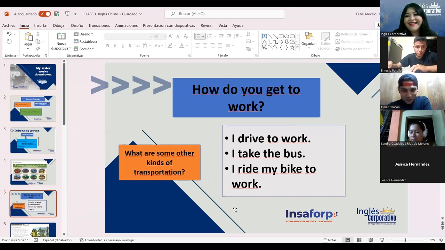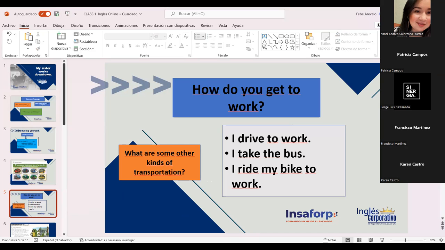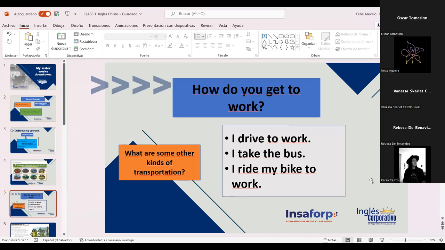Very good. Now, let's check. Ahora, les pregunto. One by one. Voy a iniciar por los que están aquí abajito. Recuerden que tenemos otros verbos que son los anteriores que ya vieron, right? I take a taxi. All right, I take the train, although in El Salvador we don't have a train. But let's check. Karen Castro, how do you get to work?